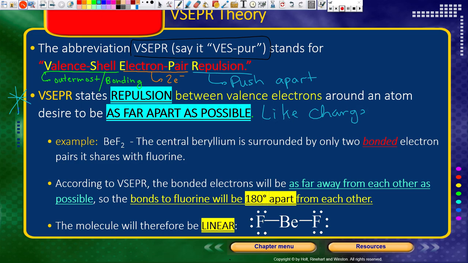Charges do what? Repel. Is that how you spell repel, or is there an A in there? No, it's... Okay. Like charges repel. What are the charges of both sets of electrons? Negative. Okay. So an example is the central beryllium is surrounded by only two bonded electron pairs.